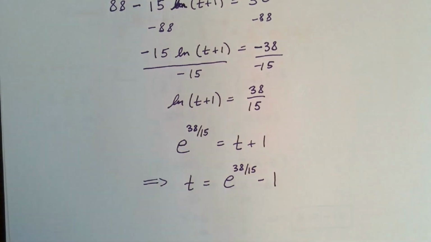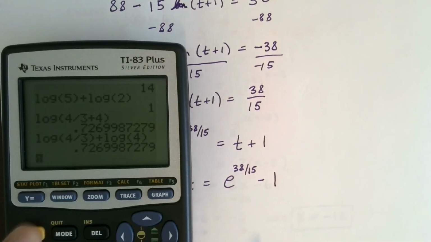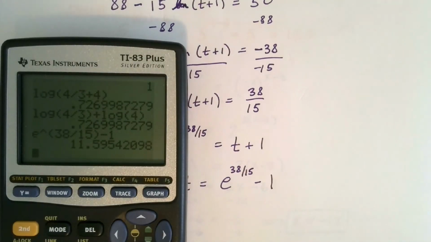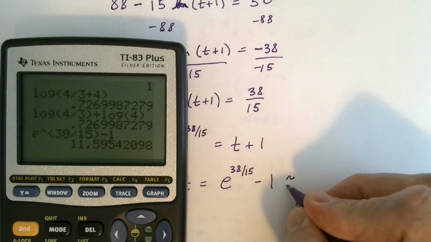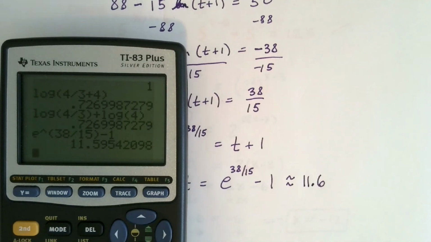Well, now we really want to know what this is, and so we want to come in and, of course, approximate this, which is fairly easy to do. e raised to what power? 38 divided by 15, and then minus 1, gives me that. And I'm just going to go to 1 decimal place. No sense in being real accurate about it, because this is months.